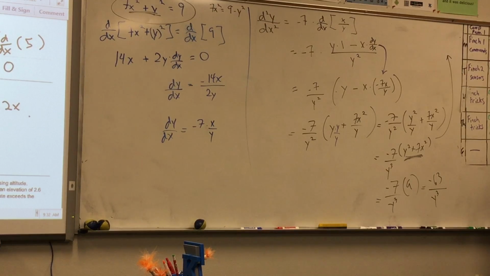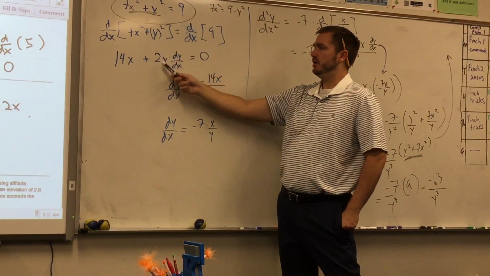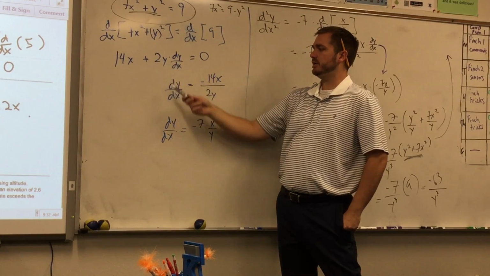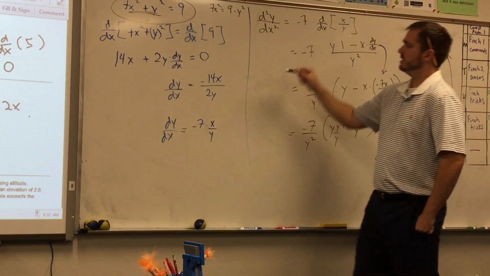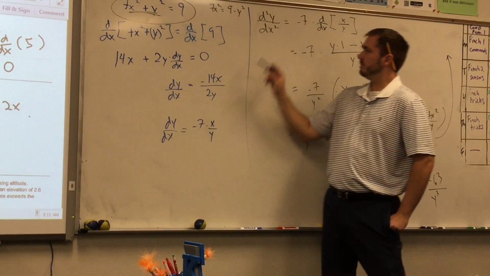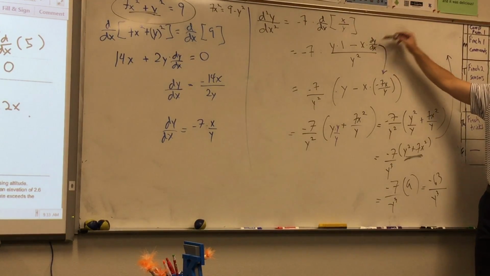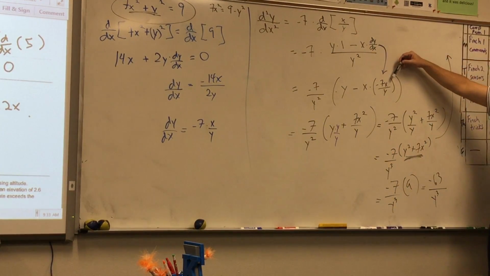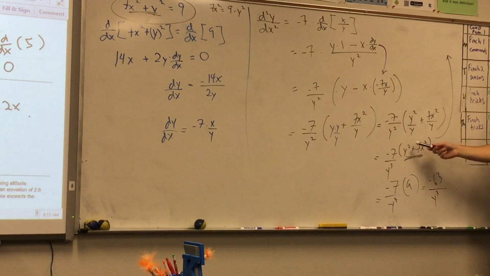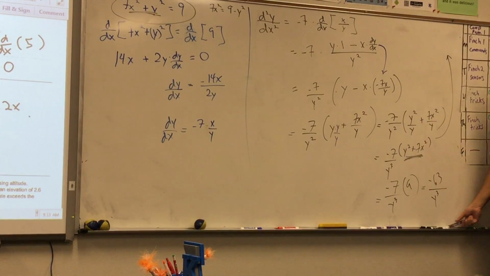Just to recap what we did here, this was an implicit function, and so we had to apply the chain rule right here. We solved for dy over dx. Then I pulled out the 7 to make my life easier without having 7s everywhere. We applied the quotient rule, and then once again the chain rule with the dy over dx. Then we substituted the value of dy over dx in here. We did some algebra to make this other term go away, finding a common denominator and so on, and that got us the second derivative.